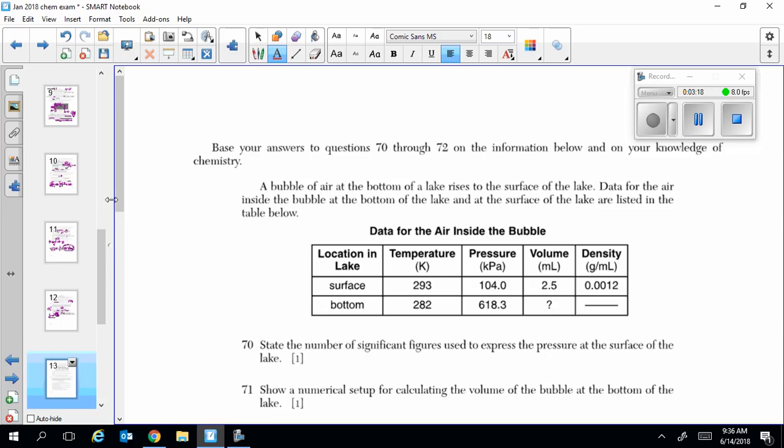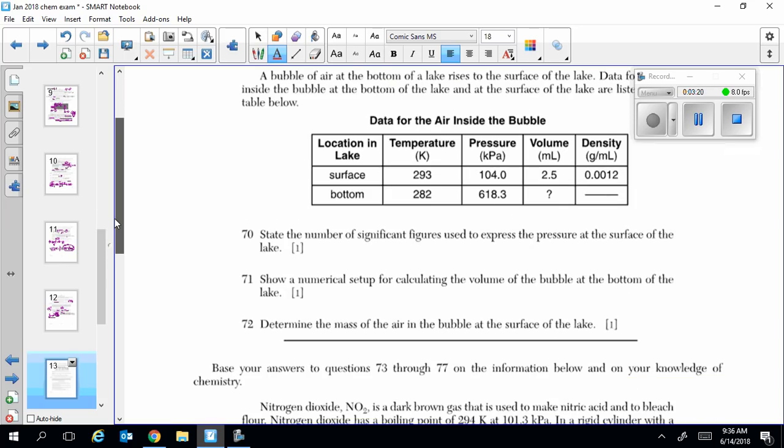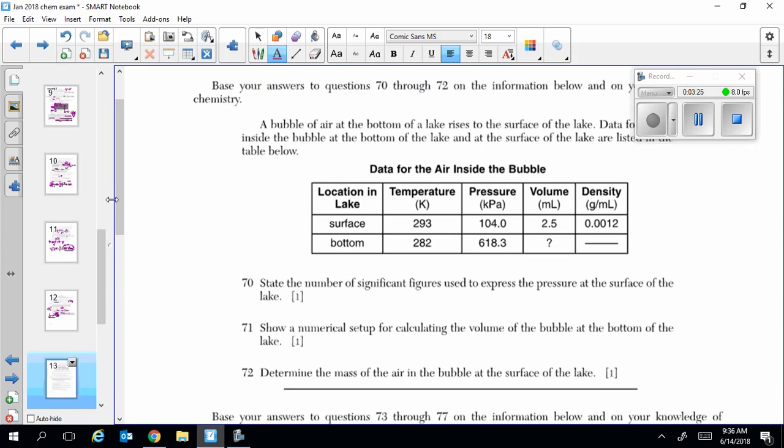All right, state the number of sig figs used to express the pressure at the surface of the lake. So here is the pressure at the surface of the lake. Both of those have 4 sig figs. Okay, so the 1, the 0, the 4, and you'd only put a 0 after decimal if it actually mattered. So 4 sig figs, and this one 4 sig figs.